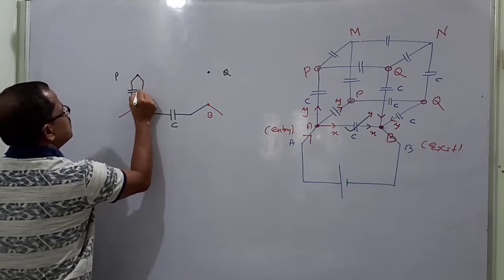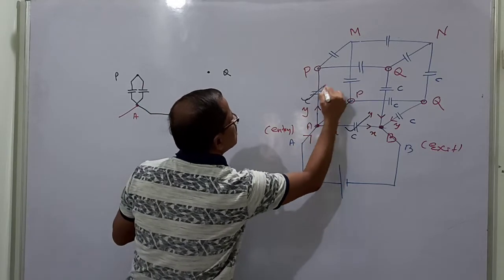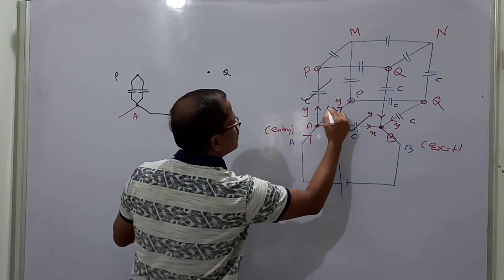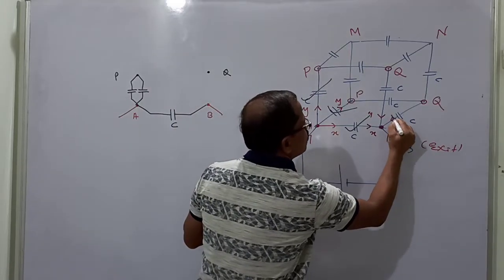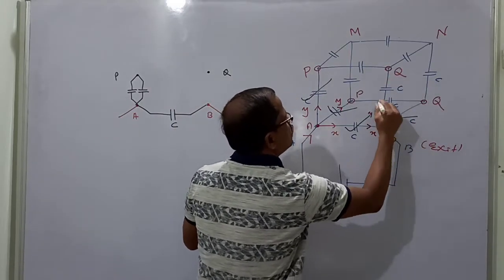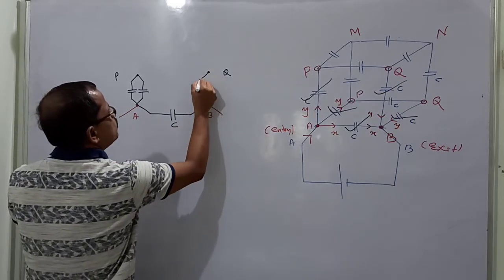Again, from A to P there is a capacitor. Look, from A to P, this capacitor. Similarly, Q to B, one capacitor, and Q to B another capacitor. Now let us connect from Q to B.